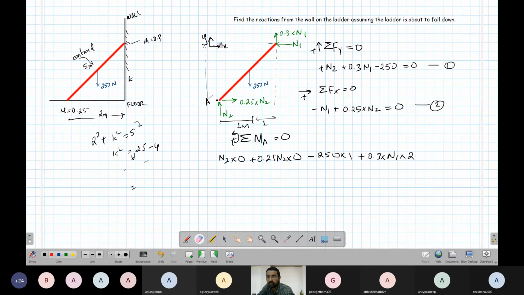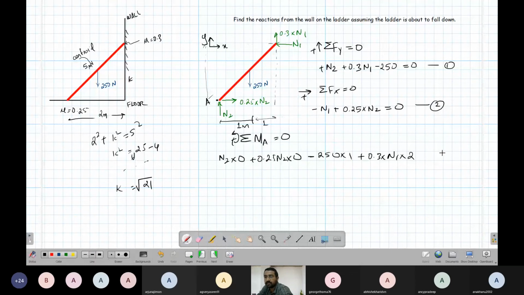We are looking for the perpendicular distance of this force. So what we have to find? We have to find this distance k. So 2 square plus k square is equal to 5 square. So 25 minus 4 is equal to k square. Okay, so k equal to under root of 21.